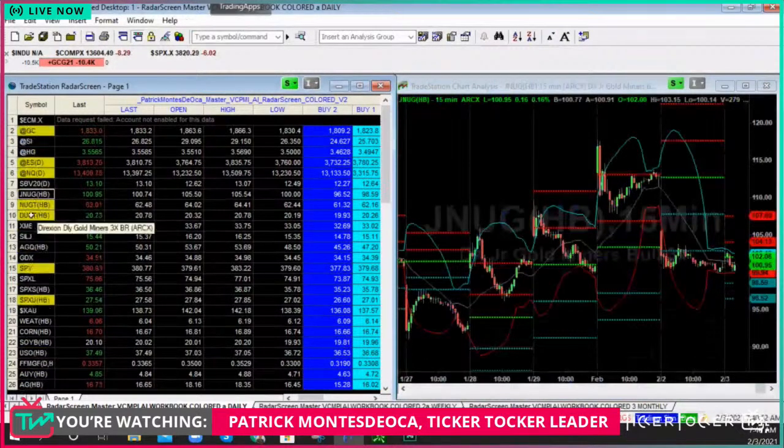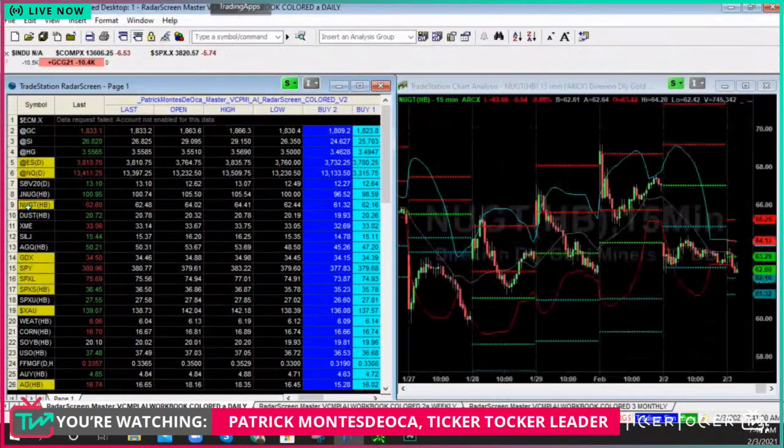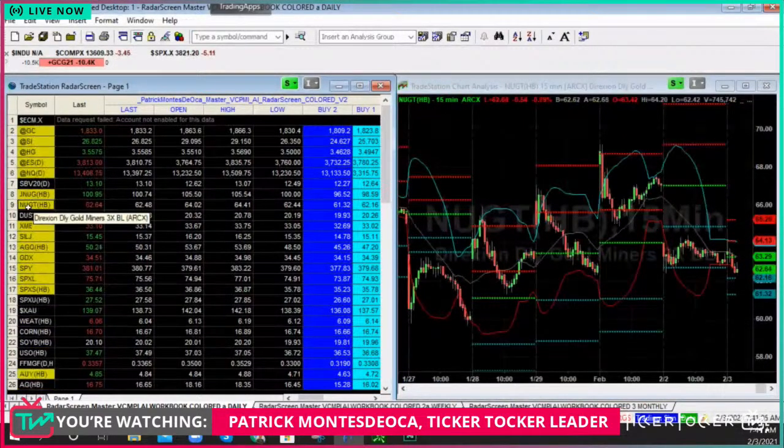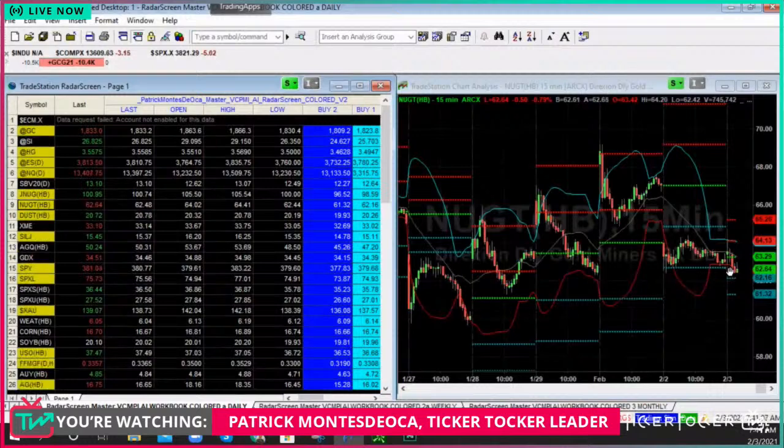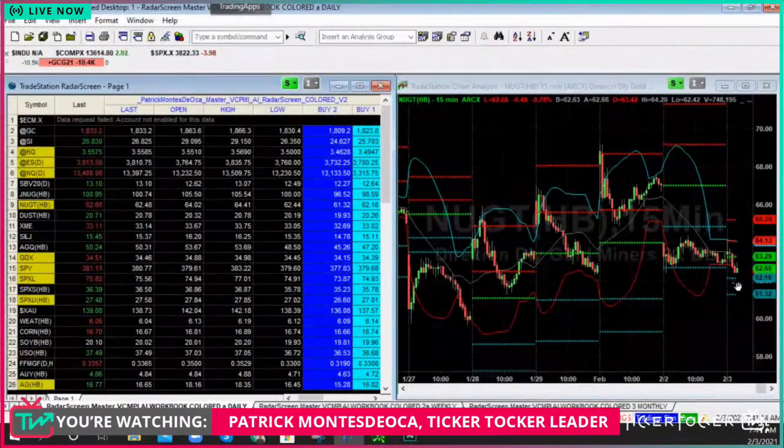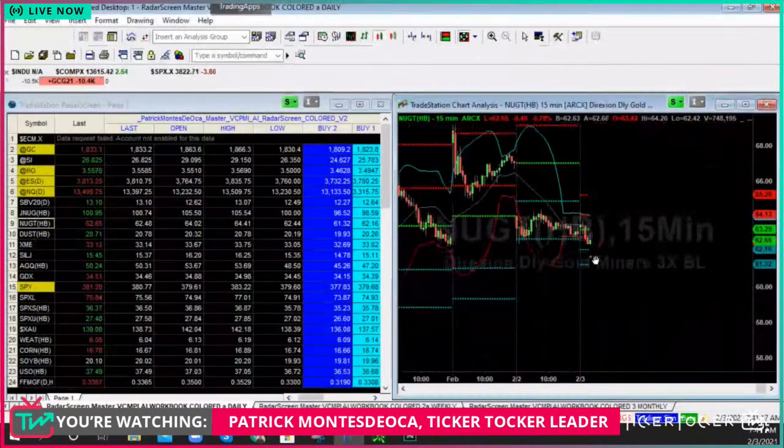The metals derivatives, double X, JNUG is slightly higher here. Nugget is a little bit lower, but trading below the average price, so it's neutral to bearish a little bit, and it's moving right into the buy level of 62.16.